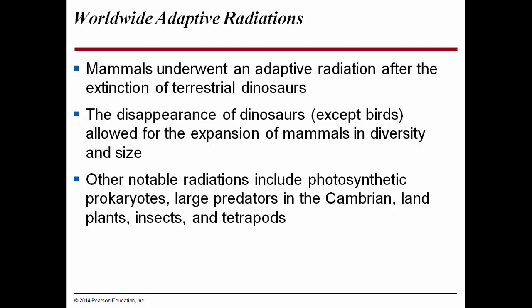Okay, so all right, when the photosynthetic bacteria began to produce oxygen, and that cleared the environment for eukaryotic species. Okay, so these are all different examples of radiations. Photosynthetic prokaryotes, large predators in the Cambrian, land plants, insects, and tetrapods, and you know, of course, mammals.